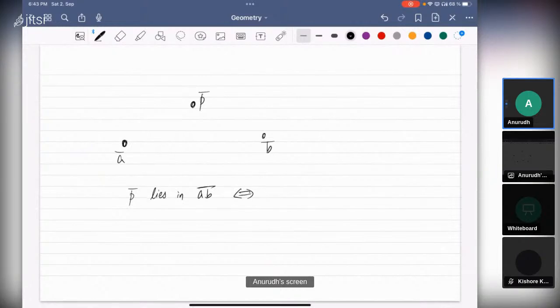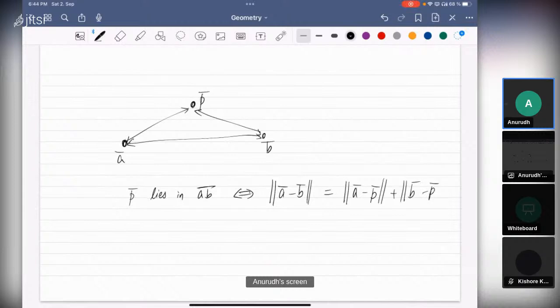That's effectively checking some of these distances. You just check if this triangle is degenerate. So you just check if the distance between A and B is the same as the distance between A and P plus the distance between B and P, where basically subtracting two vectors gives you the distance vector between them.